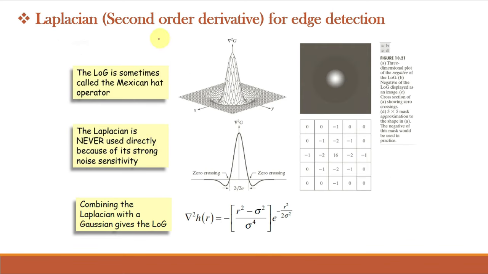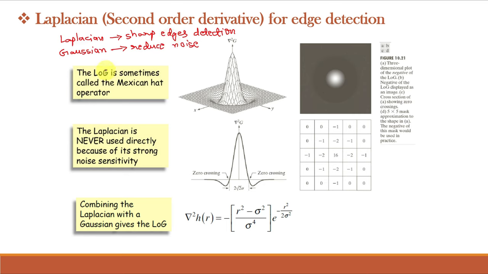Let us now understand the second order derivative for edge detection. So this figure shows the Laplacian of Gaussian. This method is also known as the Marr-Hildreth operator. It is a Gaussian based method where the Gaussian operator reduces the noise and the Laplacian operator detects sharp edges. So it is a combination of Laplacian and Gaussian. When the image is noisy, using the second derivative alone will result in difficulty in edge detection. So the noise should be reduced first, that is done by the Gaussian, and the Laplacian detects the sharp edges.